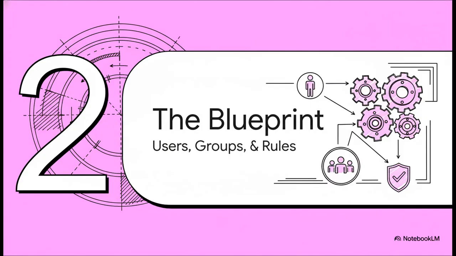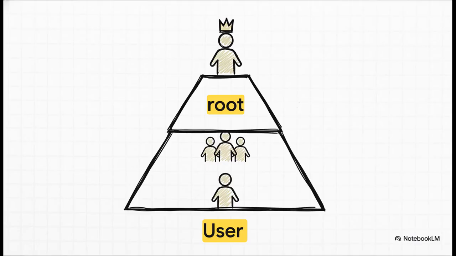Okay, so let's get into the actual blueprint of how Linux handles all this. It really all boils down to three core concepts. You have users, you have groups, and then you have the rules that tell them what they can and can't do. First up, you've got the user. That's an individual account, like DevOps or your own username. Then you have groups, which are just collections of users. This is super useful for giving, say, your whole engineering team access to a project folder. And then there's root, the super user. Root can do anything. It can go anywhere, read anything, delete anything.